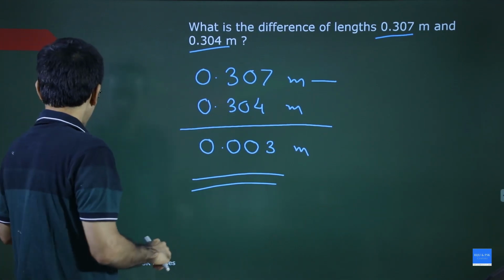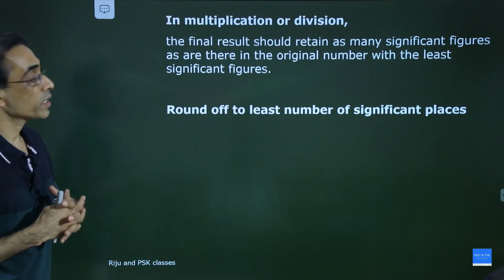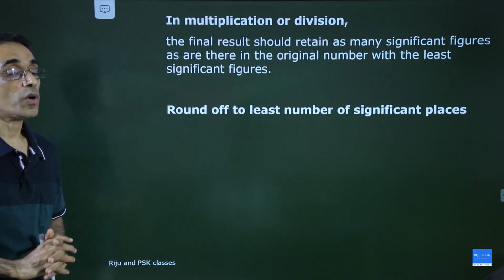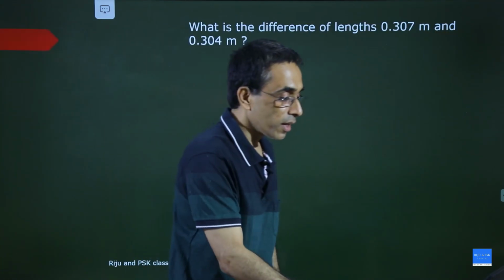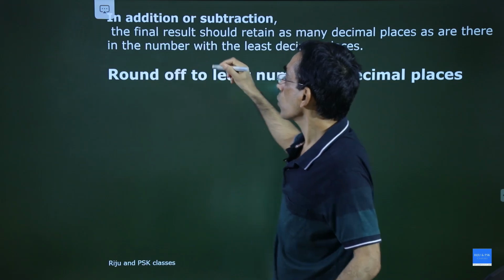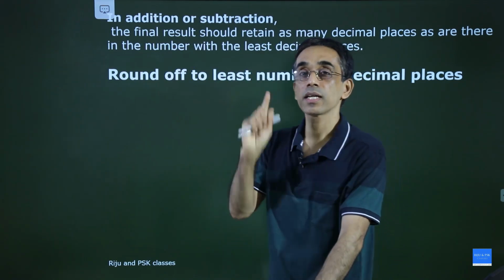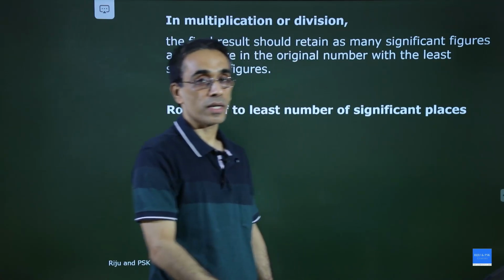Okay. Now from there again, the next idea is about multiplication and division. What to do in multiplication and division? We studied addition. Okay, I'll go back a bit. In addition and subtraction, what to do? You have to look at the number with the lowest decimal places. But in multiplication, it's a bit different.